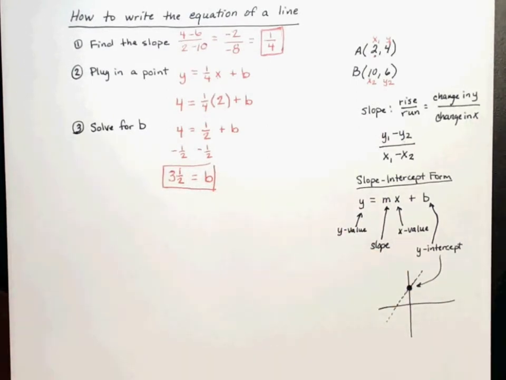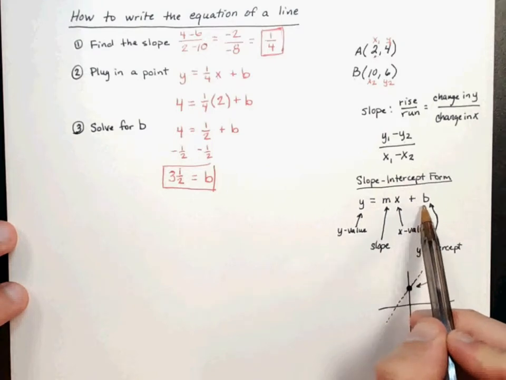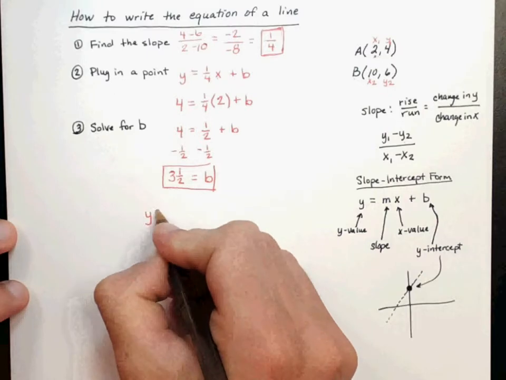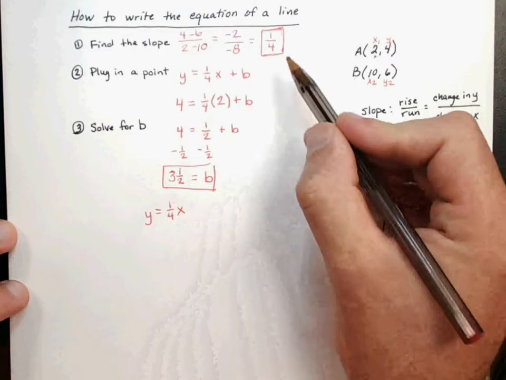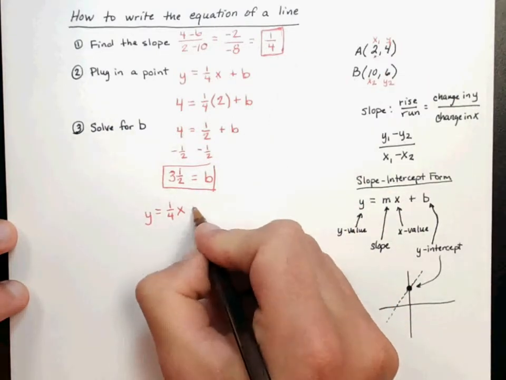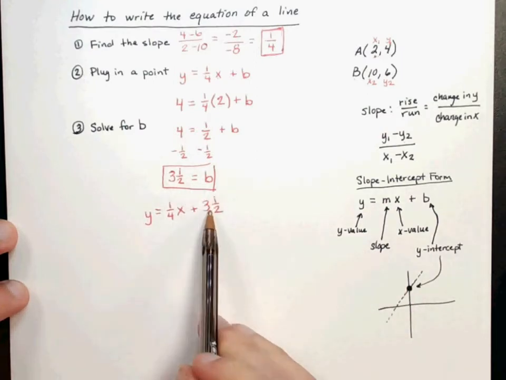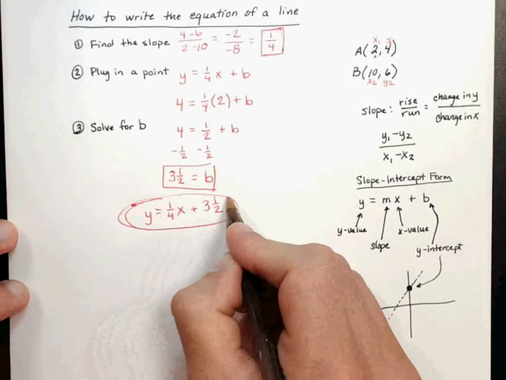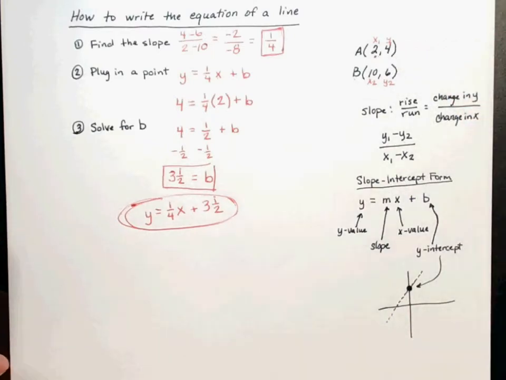Those are the only two things you need to write the equation of a line. Right? Because here's our slope, and here's our y-intercept. So our equation here for this line would be y equals 1/4 x, because 1/4 is our slope, plus 3 1/2, because 3 1/2 is our y-intercept. Okay? So that would be the equation of the line that goes through points A and B.